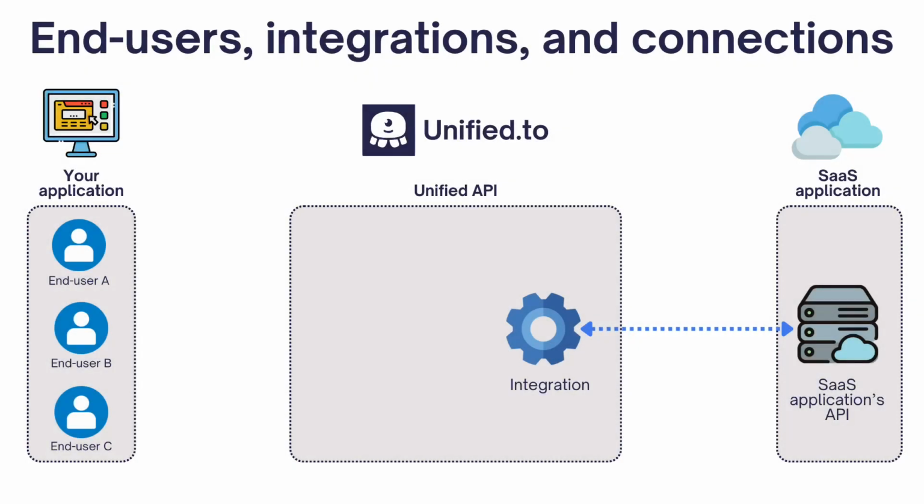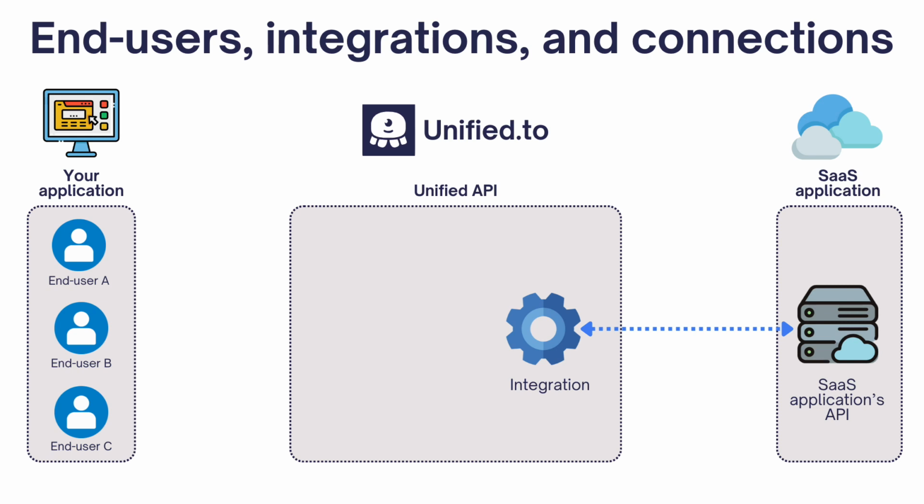We get this question a lot, so I thought I'd answer it here, and that question is, how does an application associate an end user with a connection? That's a great question because it's at the heart of how you use the Unified API, and in this video, we'll show you how.